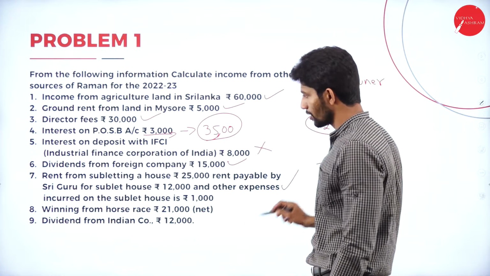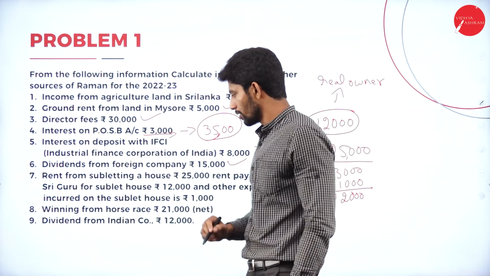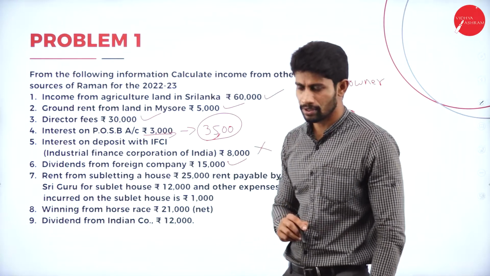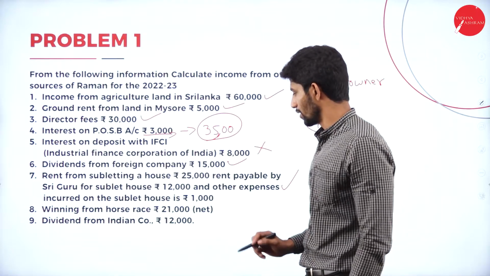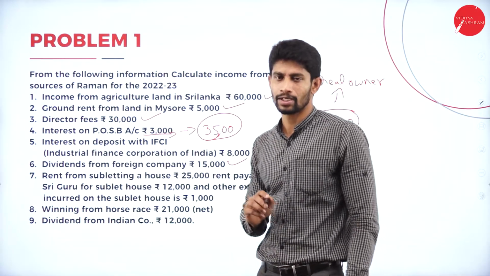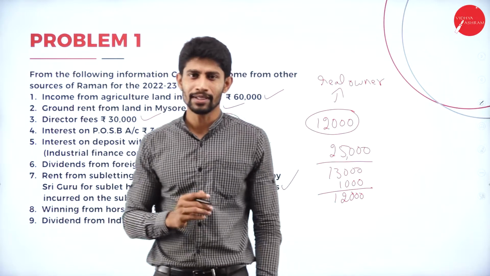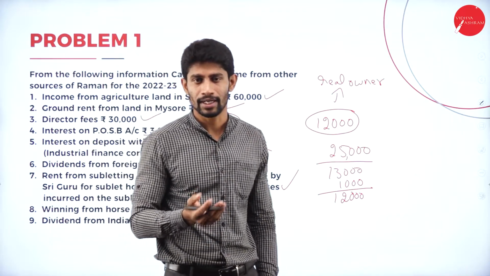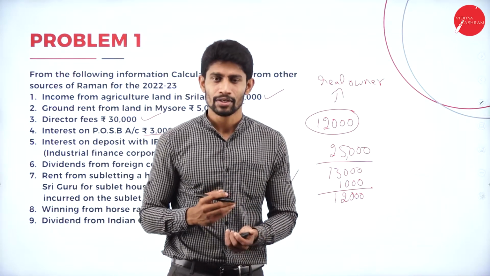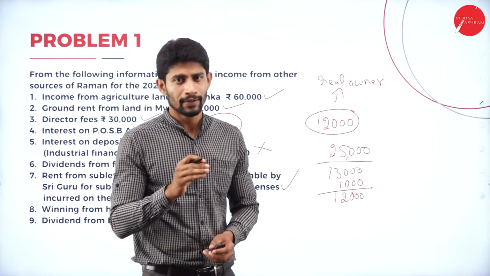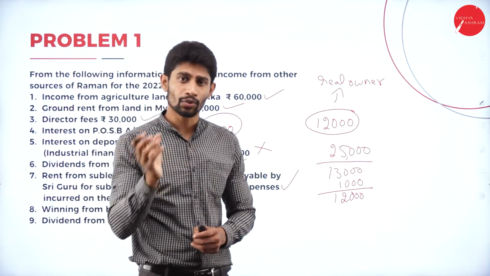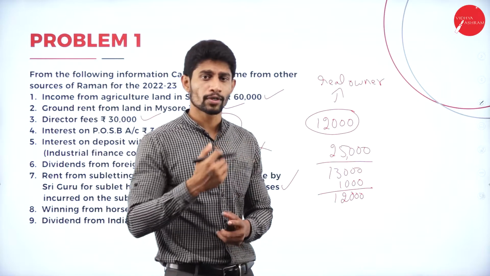This was the 7th point. The 8th point, winnings from horse race, rupees 21,000. They have given it as net. Net means after tax. So here we are calculating income from other sources in order to impose the tax. So what are we supposed to do now?